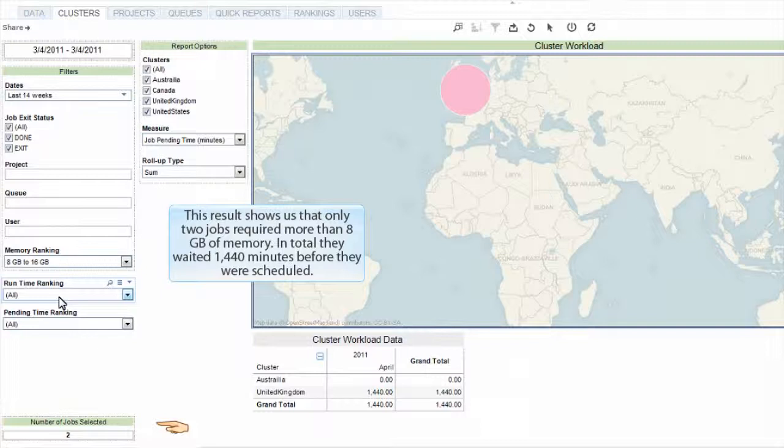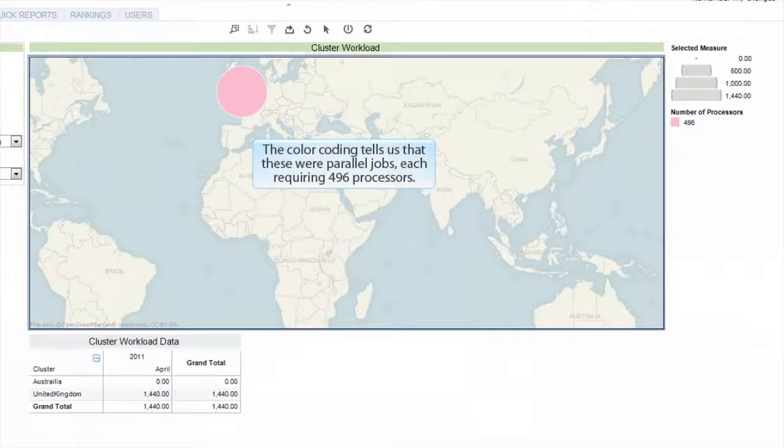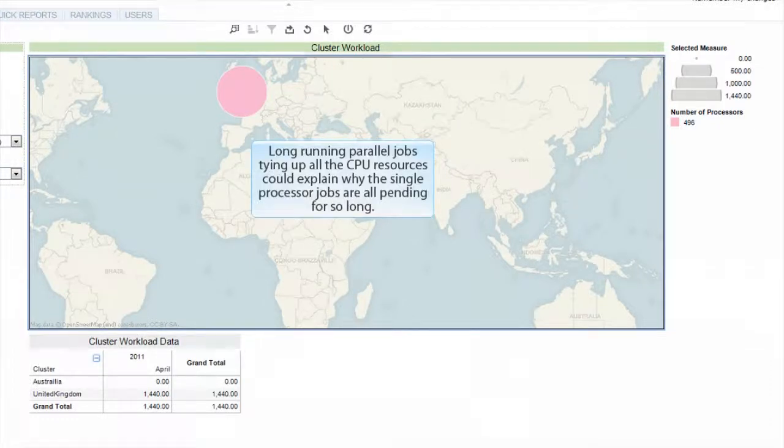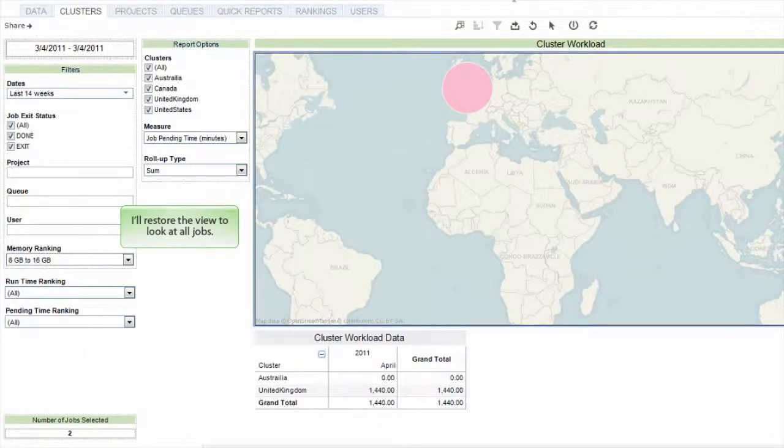This view shows us that only 2 jobs fell into this category. In total, they pended for 1,440 minutes before being scheduled. The color coding tells us that these were 496-way jobs. Long-running parallel jobs tying up all the resources could explain why single processor jobs are all pending for such a long period. I'll restore the view so I'm looking at all jobs.